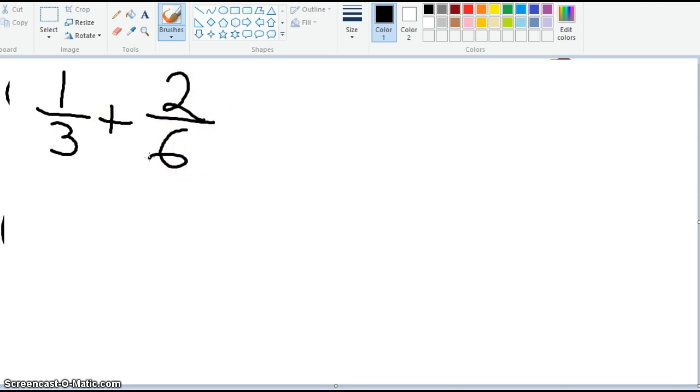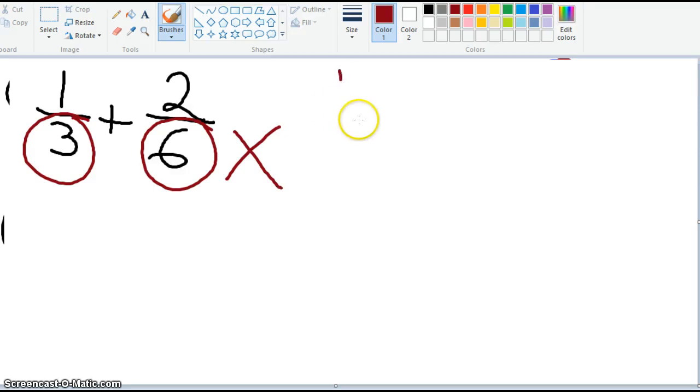What if I gave you a fraction such as 1/3 plus 2/6? Well, this is a problem because now I have to ask myself, both the numbers, my denominators, are not the same. They're not the same, and therefore when this happens I have to come up with what we call the lowest common denominator.